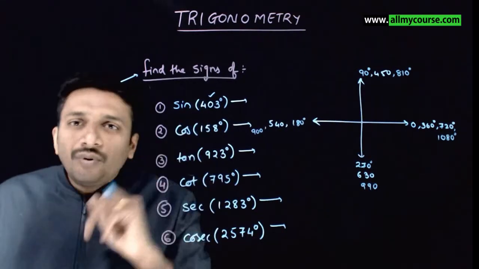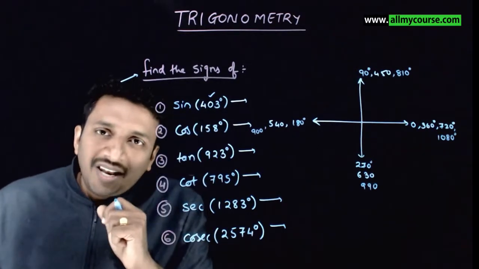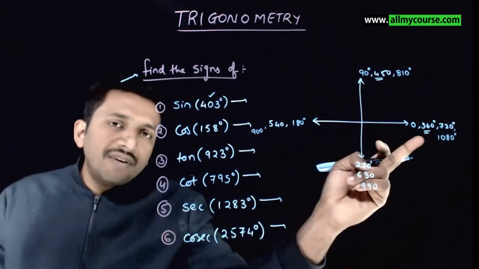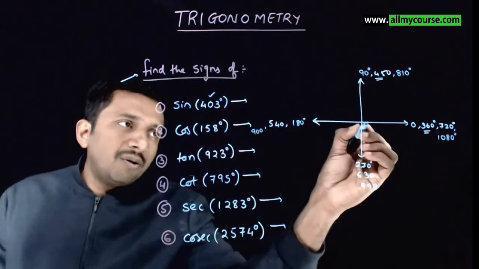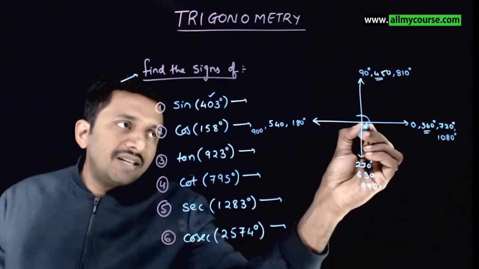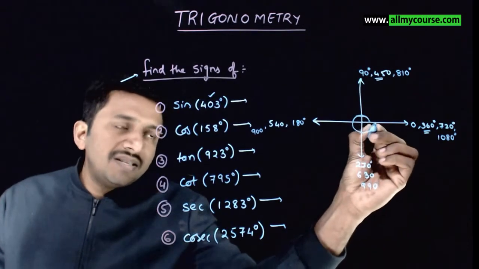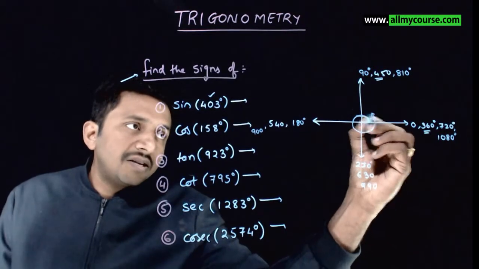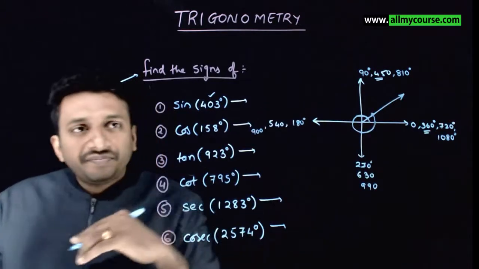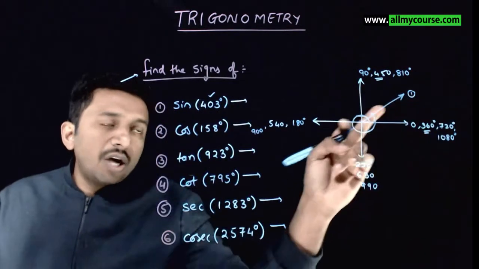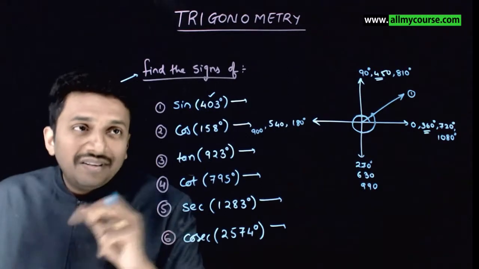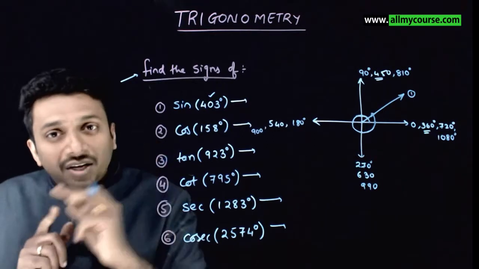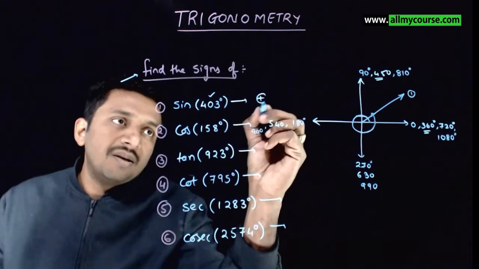Now if you go for sine 403, where does 403 lie? 403 lies somewhere in between 360 and 450, right? So if the ray rotates through 403 degrees, it covers 360 plus 43 degrees extra. The ray stops somewhere here. Hence, this angle lies in the first quadrant, and in the first quadrant all the ratios are positive. So sine 403 is positive.